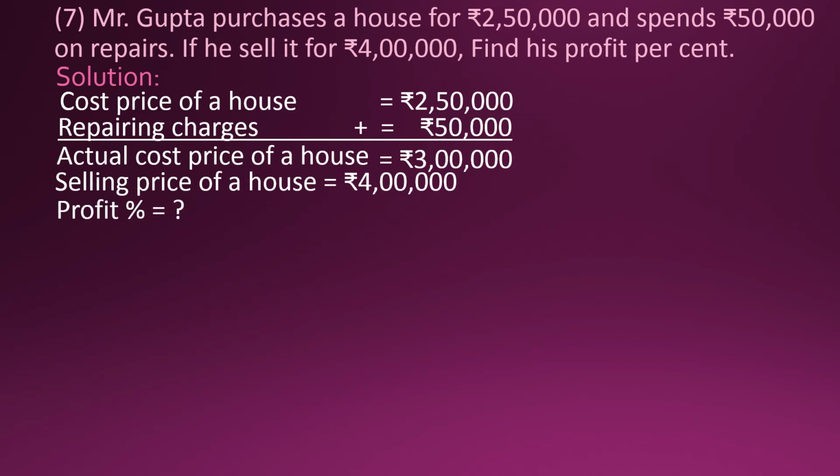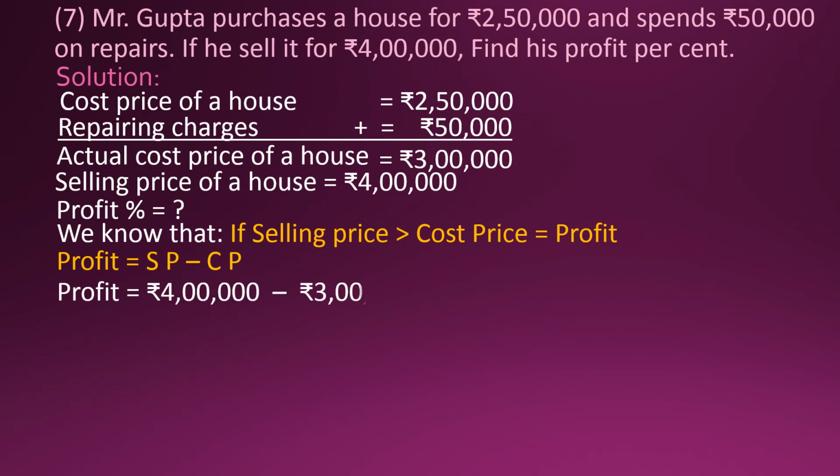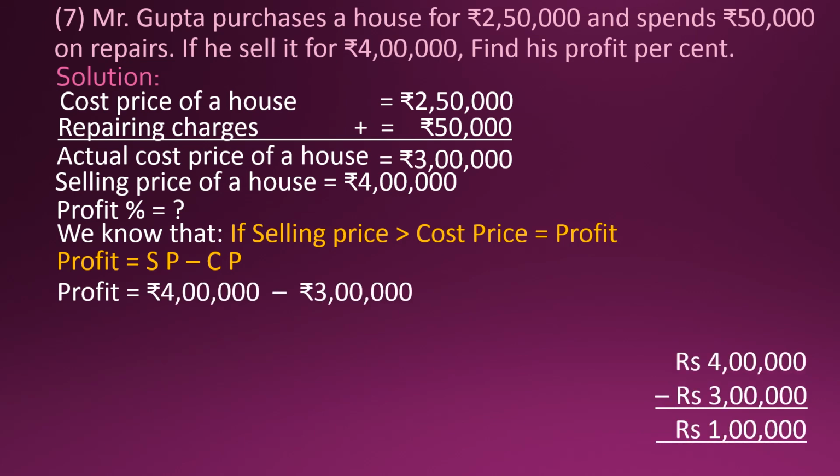Now tell me which one is greater, cost price or selling price? Yes, selling price, and we know that if selling price is greater than cost price we have a profit and profit is equal to SP minus CP. Now put the value. SP is equal to rupees 4 lakh and CP is equal to rupees 3 lakh. So do the subtraction. We get rupees 1 lakh. So profit is equal to rupees 1 lakh.